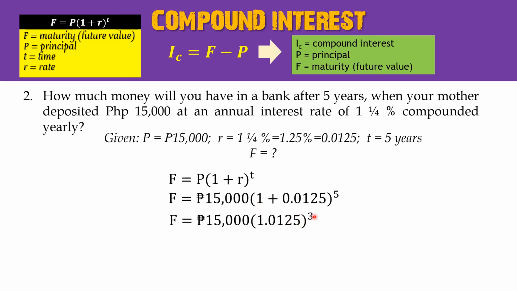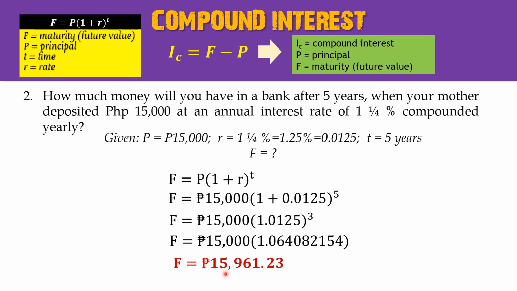And then raise natin sa third power. 1.0125 raised to the third power, that is cube. Okay, paano yan? That is 1.0125 times 1.0125 times 1.0125 in your calculators. And then, that is equal to 1.064082154. And then, multiply this to the principal. And the future value is 15,961 pesos and 23 centavos. So, ito na yung hinahanap sa problem natin dito sa itaas. Okay, next.